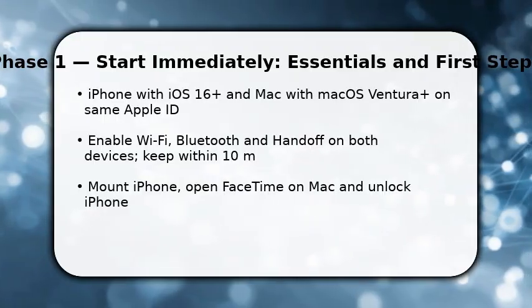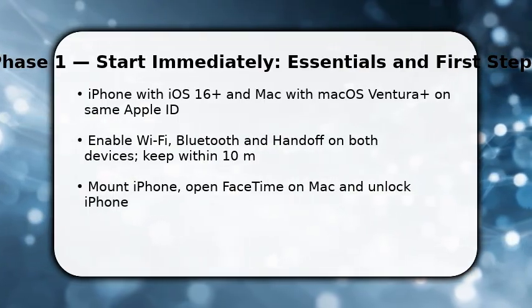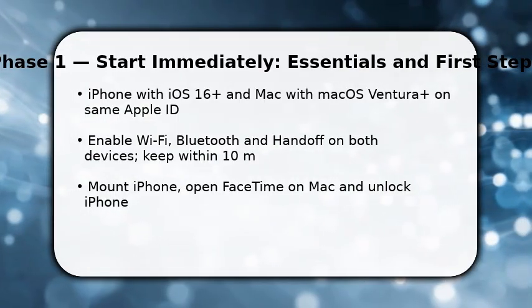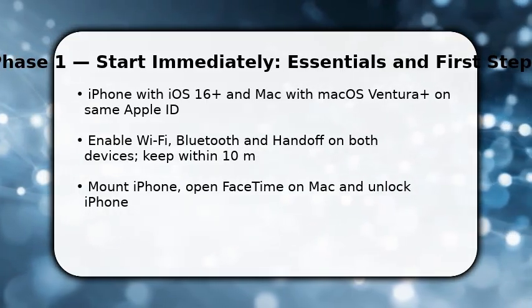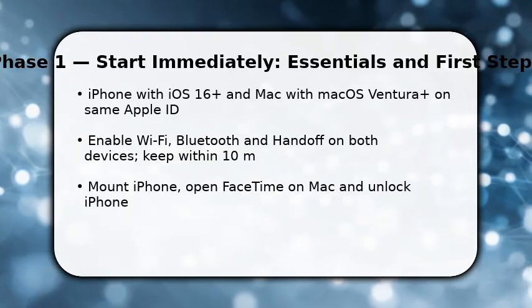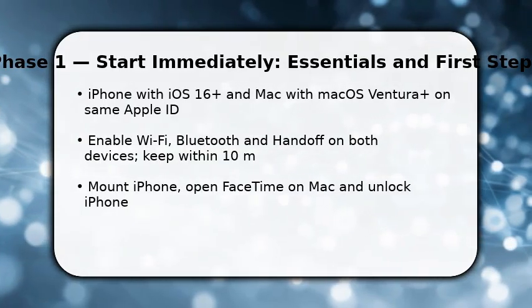You start by verifying compatibility, iOS 16 or later and macOS Ventura or later. Once done, sign into the same Apple ID on both devices and enable Wi-Fi, Bluetooth, and Handoff. Position your iPhone in a stable mount, then unlock it so Continuity Camera can activate.